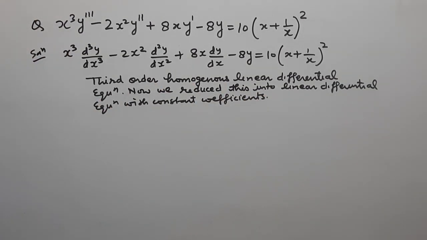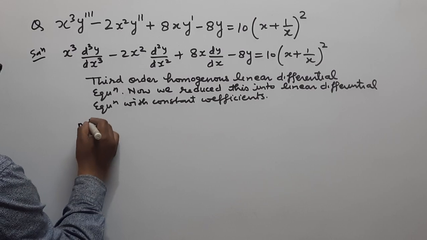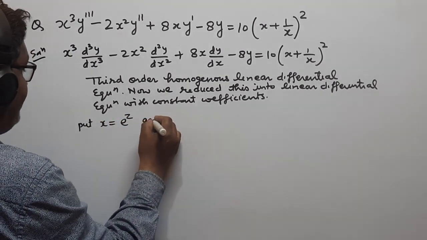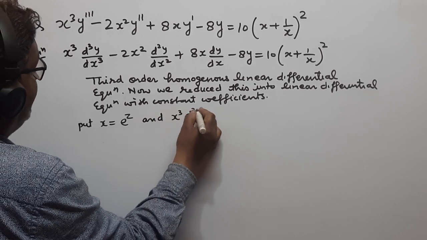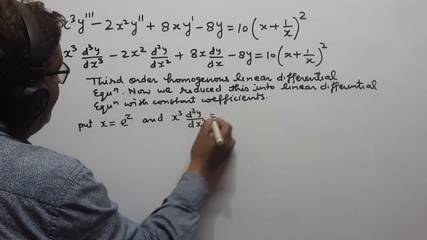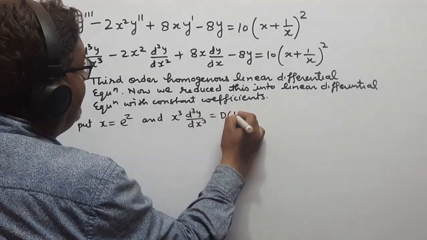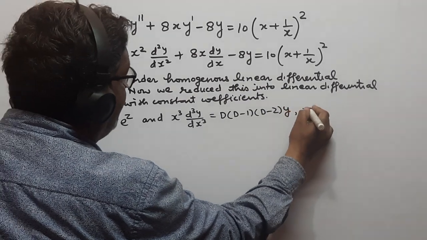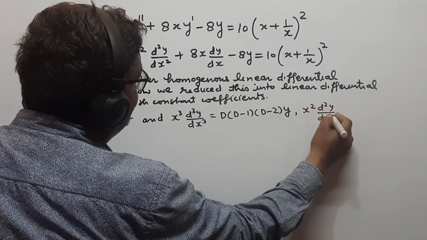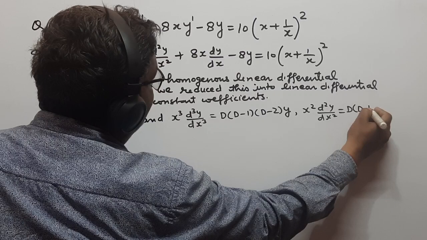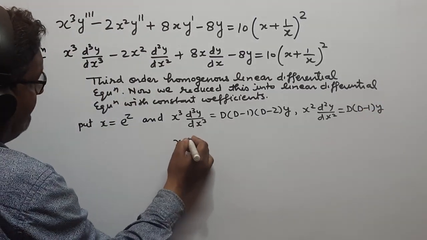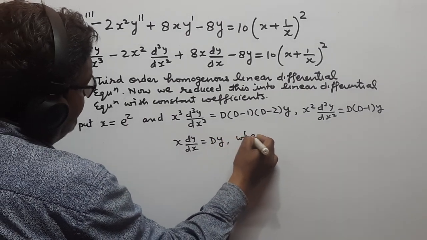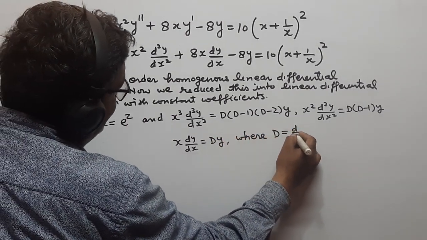For finding this, we put x equal to e to the power z, and in place of x cube d cube y by dx cube, we put here D(D minus 1)(D minus 2)y. In place of x square d2y by dx2, we put D(D minus 1)y, and in place of x dy by dx, we put here Dy, where capital D is equal to d by dz.